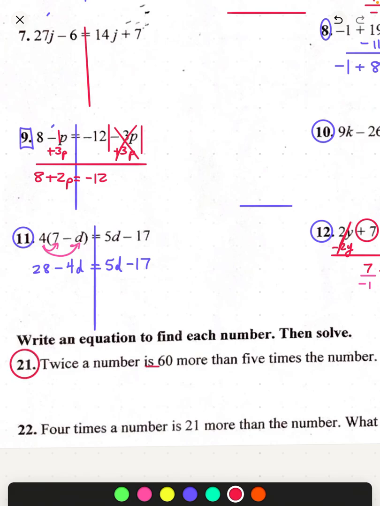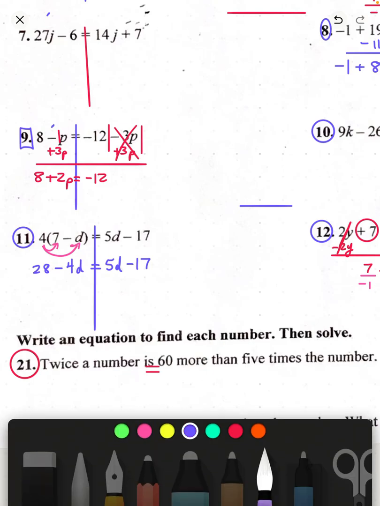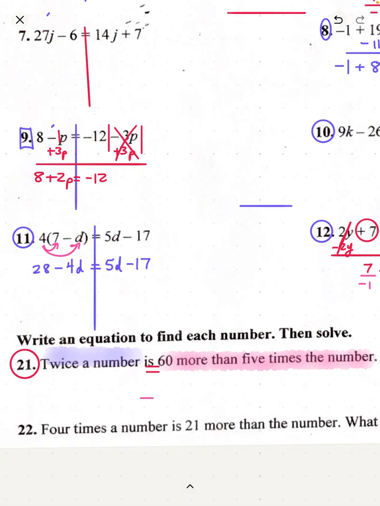Twice the number is 60 more than 5 times the number. Okay, so all the stuff that comes before the word is going to go on one side of my equation, and all the stuff that comes after the word is going to go on the other side. So when I do that, I already know, and I'm breaking this down, twice the number. That's 2 times the number. I don't know what the number is. That's my variable. Is equals 60 more than 5 times the number. Now, it's going to be the same number here and here. So you're going to use the same variable, okay? So 60 more than, that's plus 5 times the number, 5n, and then you solve for n.